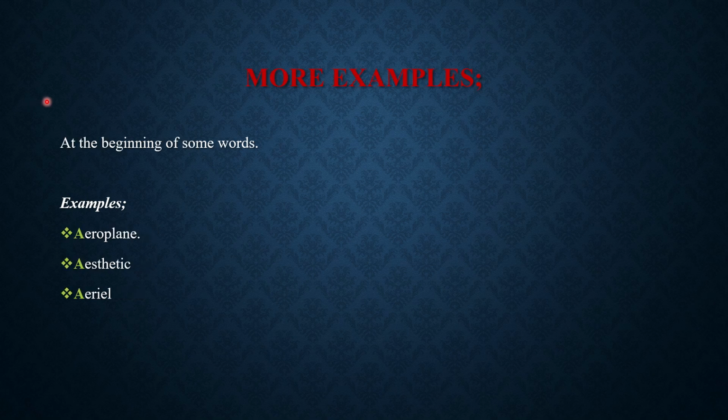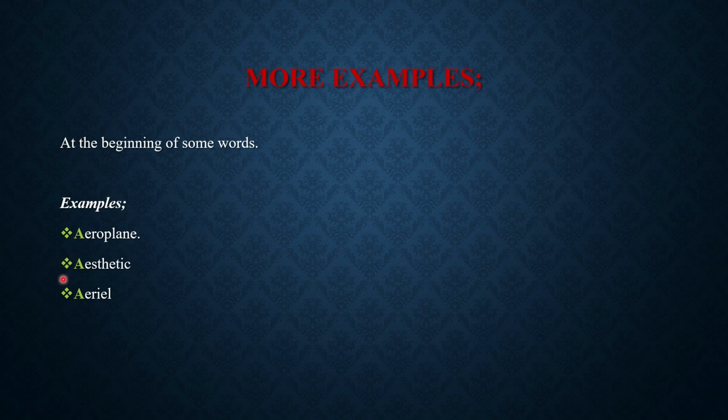So in our other examples, we have words that have silent A, but at the beginning of the words. I wanted to look at these three examples. Example number one, this word is aeroplane. Aeroplane starts with the letter A, but when you pronounce the word aeroplane, letter A is not heard anywhere.